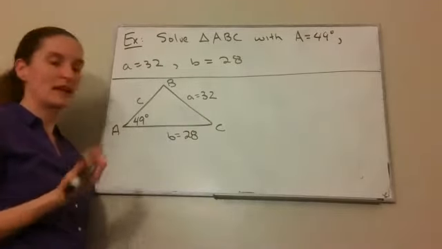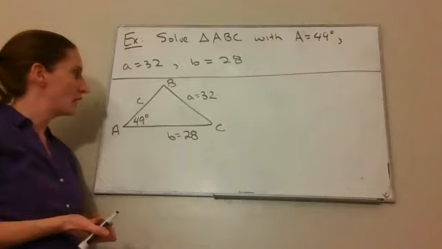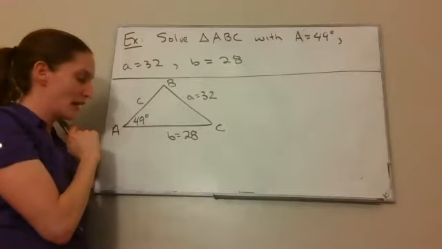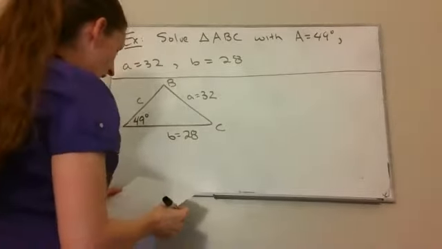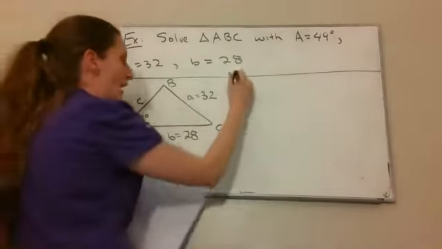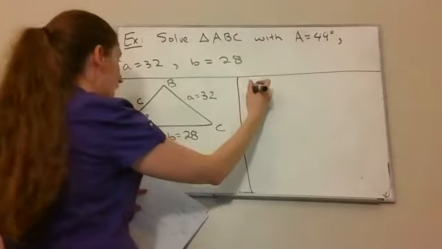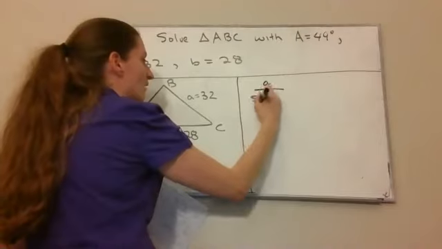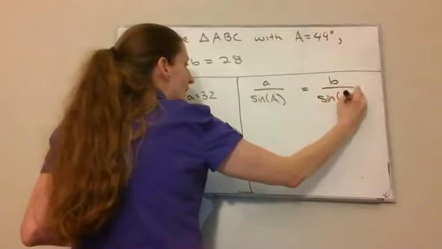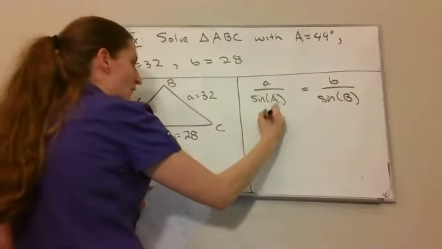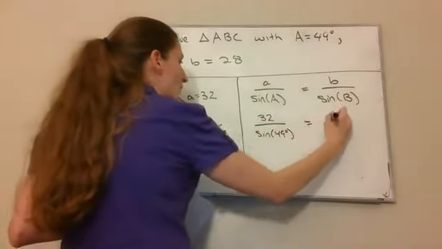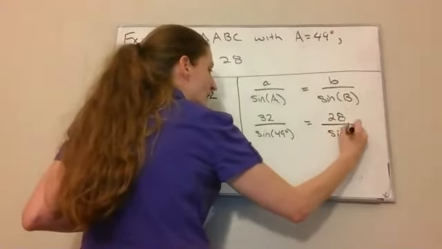So if I'm going to try to find everything else in this triangle, I know that I need to use all of the given information to find angle B, and then I can figure out stuff involving angle C as well. So let's start by relating all of the given information to find angle B. Using my law of sines, I know A over sine of angle A equals B over sine of angle B. So I have 32 over sine of 49 degrees equals 28 over sine of B.